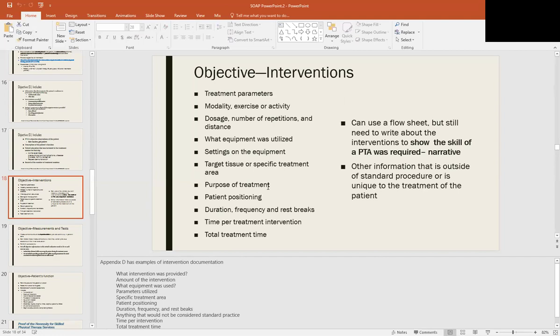And then any information that's outside of a standard procedure or unique to that treatment, it's not saying that you can't do that and you won't get paid by the third-party payers for doing it. You just need to put a reason why you might have gone outside of the box on a certain treatment. I probably have a good example of that.